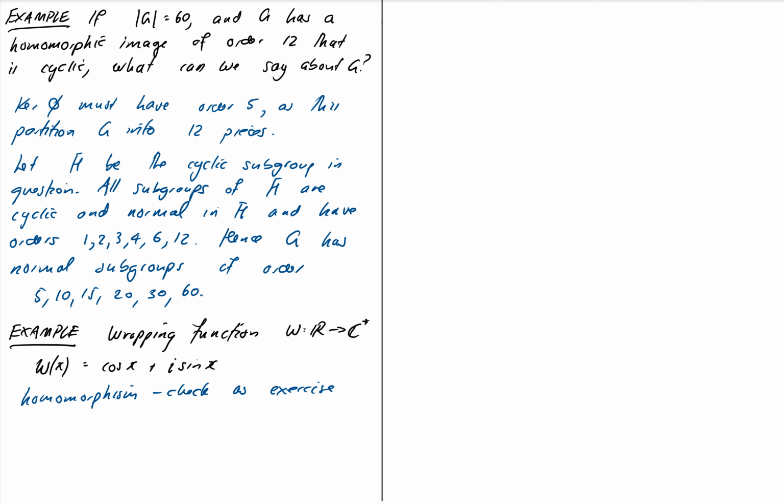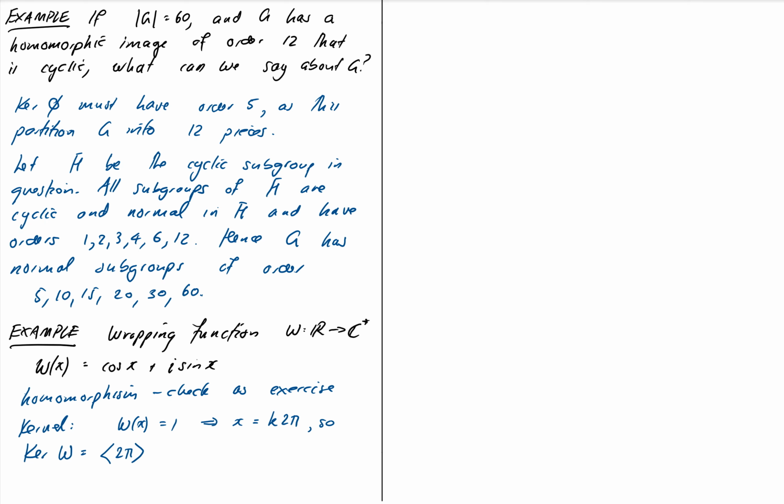Alright, so what is the identity of our complex numbers under multiplication? Well, that's 1. So we'll find the kernel now. So essentially we're looking for all x such that w of x equals 1. And this means x is a multiple of 2 pi. So the kernel of our mapping is just the cyclic subgroup generated by 2 pi, i.e. all multiples of 2 pi.